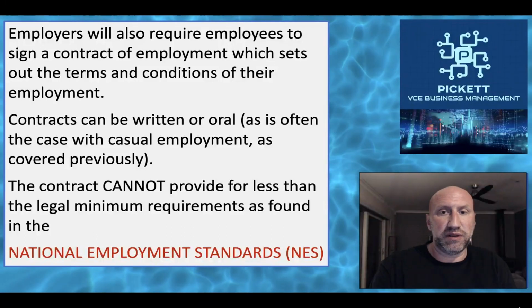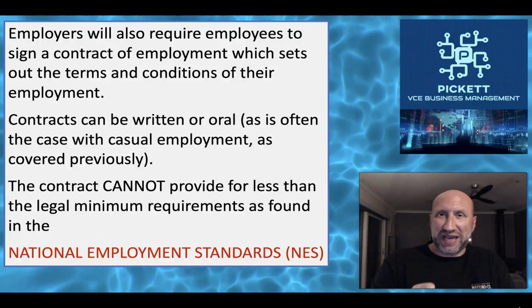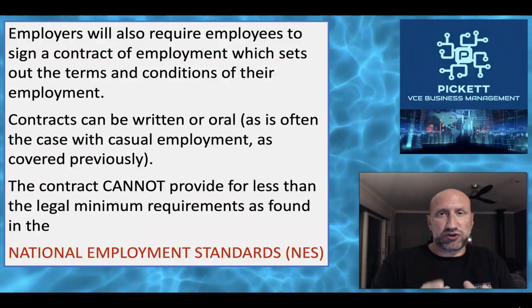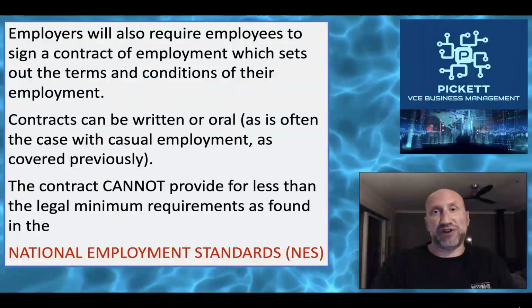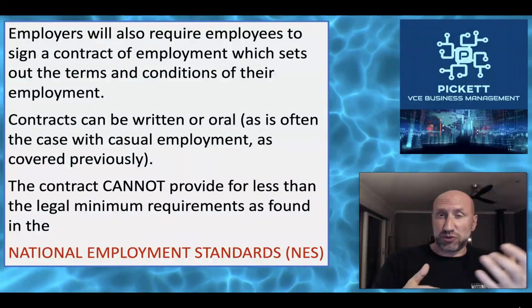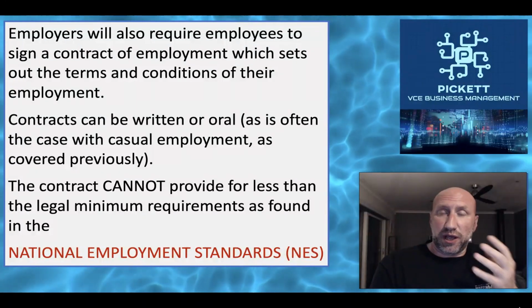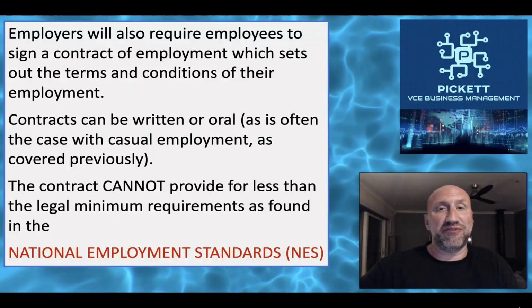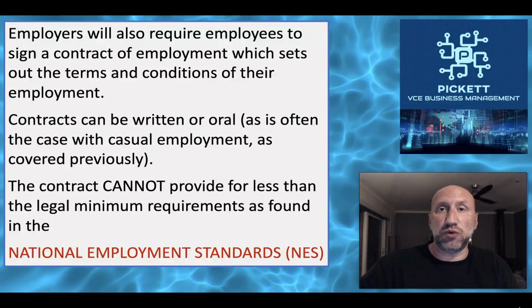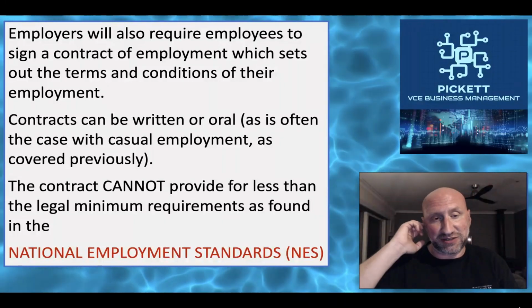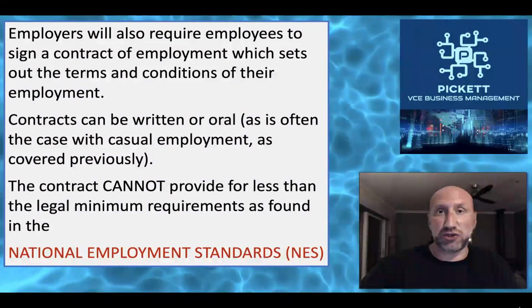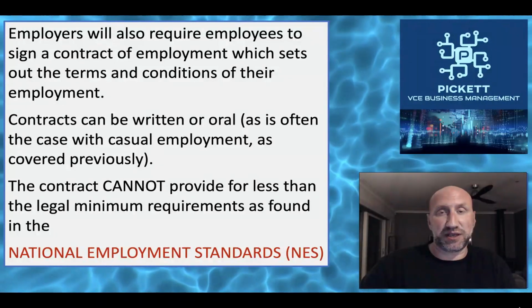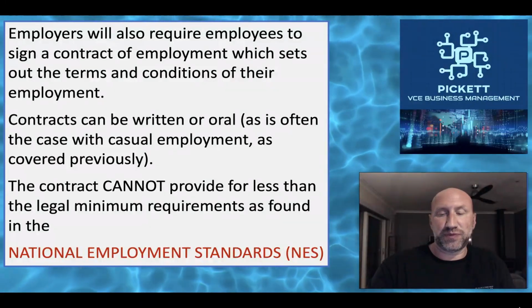If things went wrong, an oral contract can still be equally valid, just harder to prove than if things are written down. But the key here is that the contract cannot provide for less than, and when I say the contract, I'm talking about if you're casual as well, whatever's in place cannot provide for less than the legal minimum requirements as found in what we call the National Employment Standards, the NES.